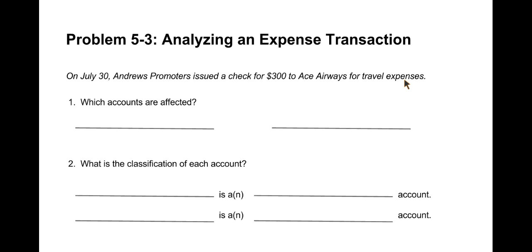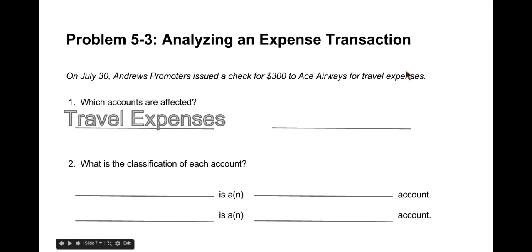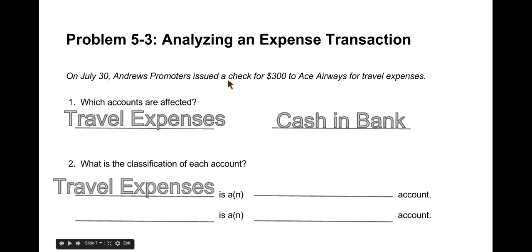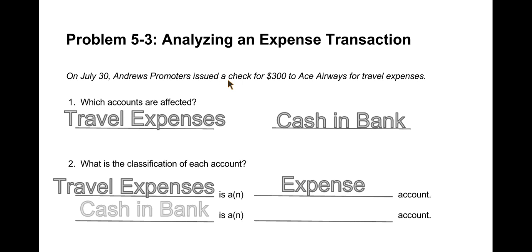Now we're going to do an expense transaction. Andrews Promoters issued a check for $300 to Ace Airways for travel expenses. Okay, so which accounts are affected? Anytime, you're almost always going to see the word expenses. When you see that, automatically look for that account. And then because we issued a check, most times when you're paying an expense, you obviously have to pay for it with cash or write a check, so cash and bank will be affected regularly. Classification for travel expense is an expense account. Cash and bank, again, just like last time, is an asset.